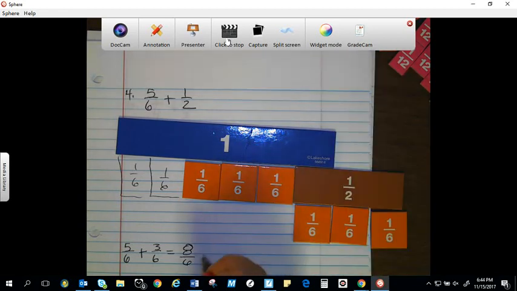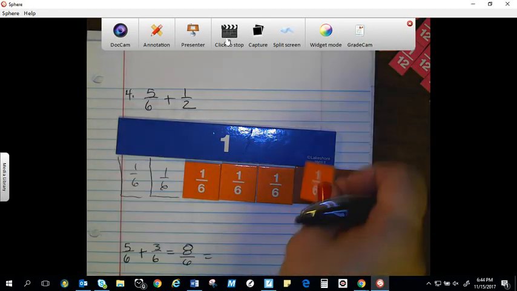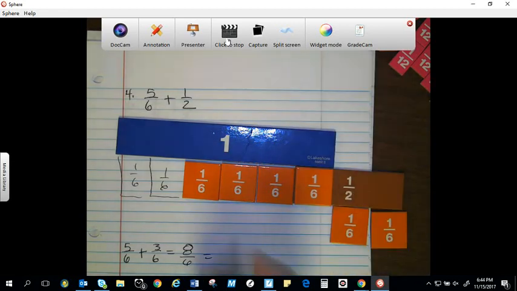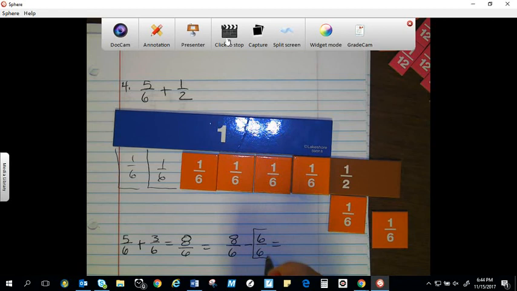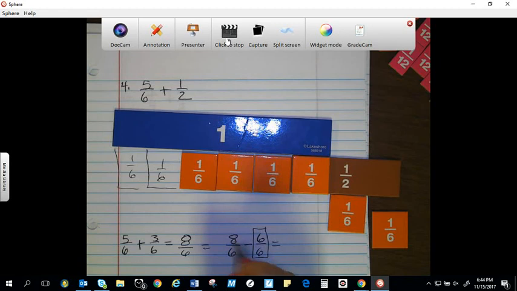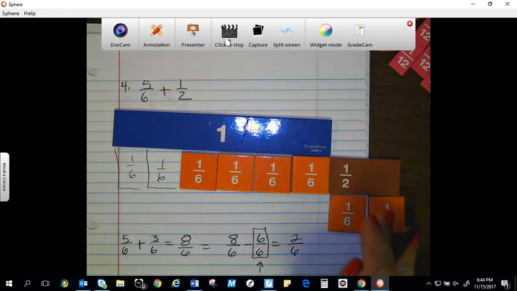And look at this. I know that 6/6 equals a whole. So if I subtract, and this is another way that you can do it, you have 8/6 minus 6/6, because that's 1 whole. Remember, this is equivalent to 1 whole. 8 minus 6 is 2/6. Isn't that what I have left over here? 1 and 2/6. So my answer is going to be 1 and 2/6.